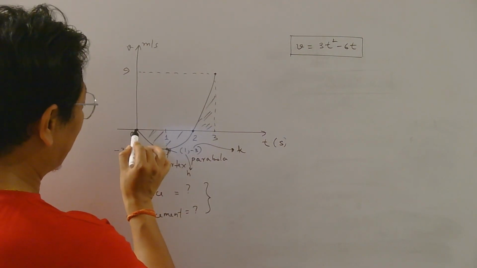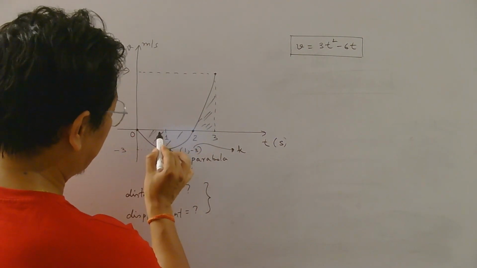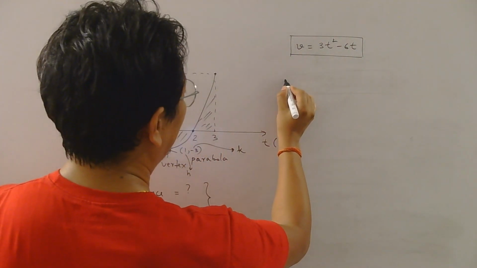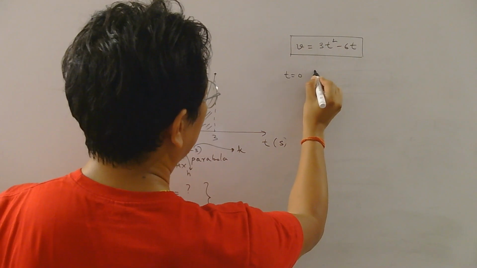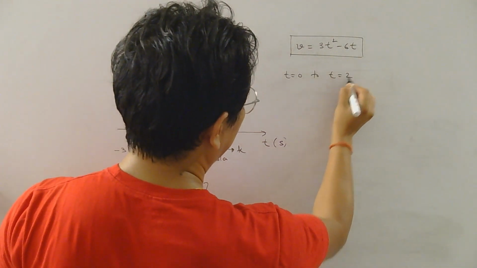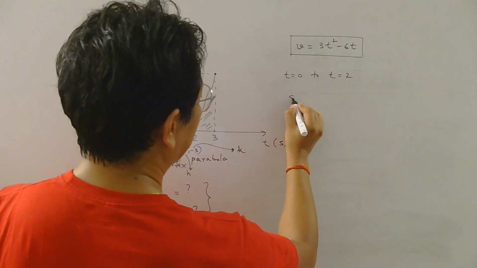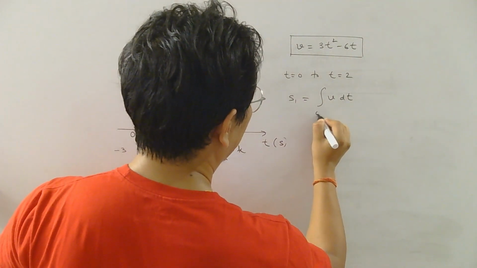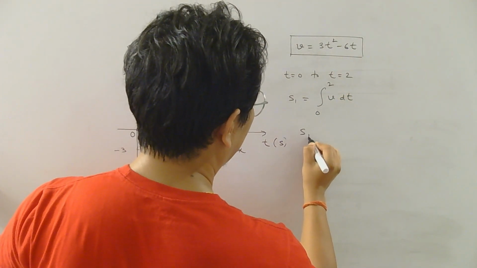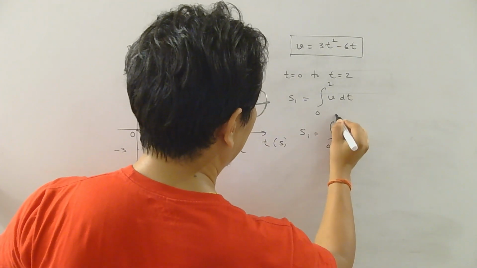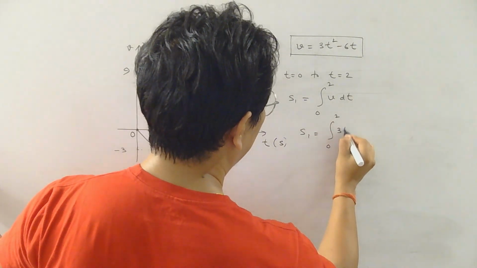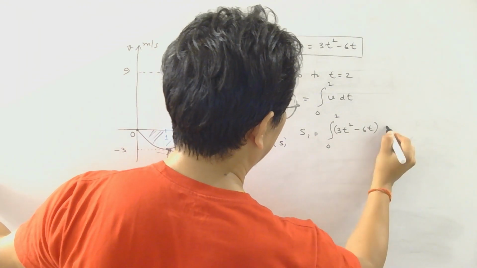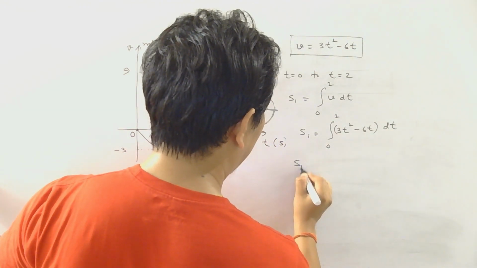So let us first calculate the area from 0 to 2, because here the area is negative, right? So first I will calculate the displacement from 0 to 2 seconds. Let me call that displacement S1. So that will be the integral of v dt from 0 to 2. Integral 0 to 2, v is given as 3t squared minus 6t dt, right? Let's do the integral directly.